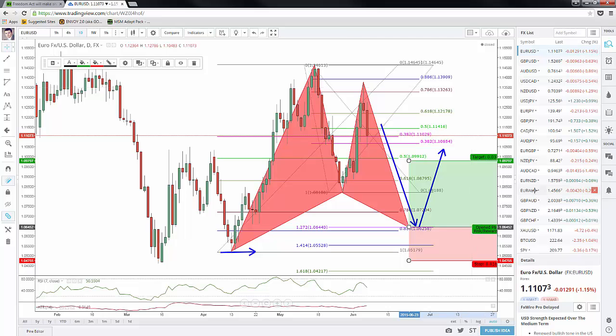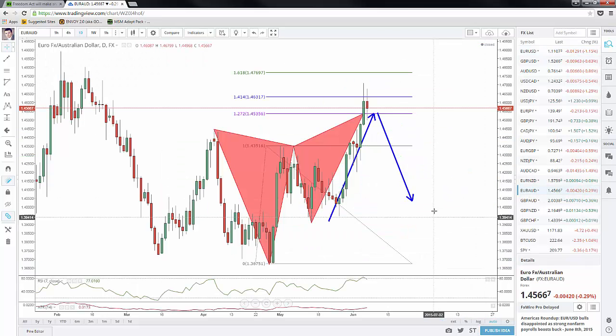So let's switch over and let's take a look at Euro Aussie. Same basic situation, right? Except look at what happens. In a butterfly pattern, the completion of D is already outside of X, the initial leg of the move. And that's something that happens with every single butterfly pattern. Every single one of them is going to have the D completion outside of X.